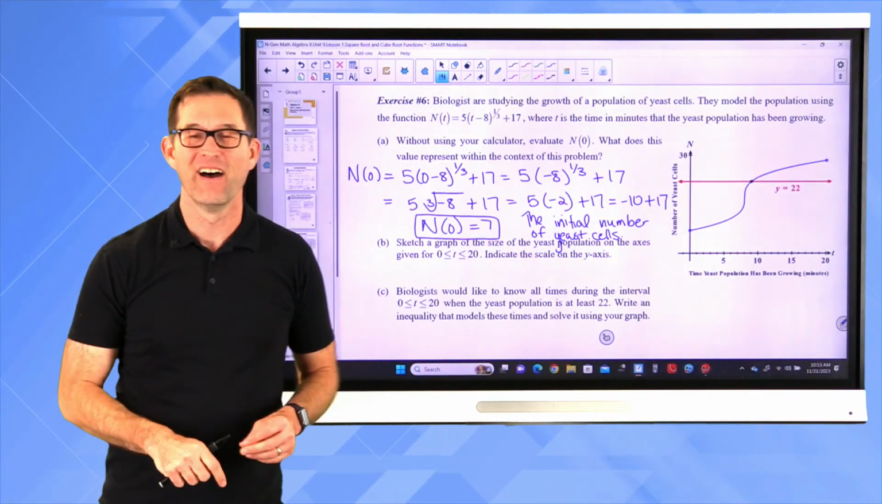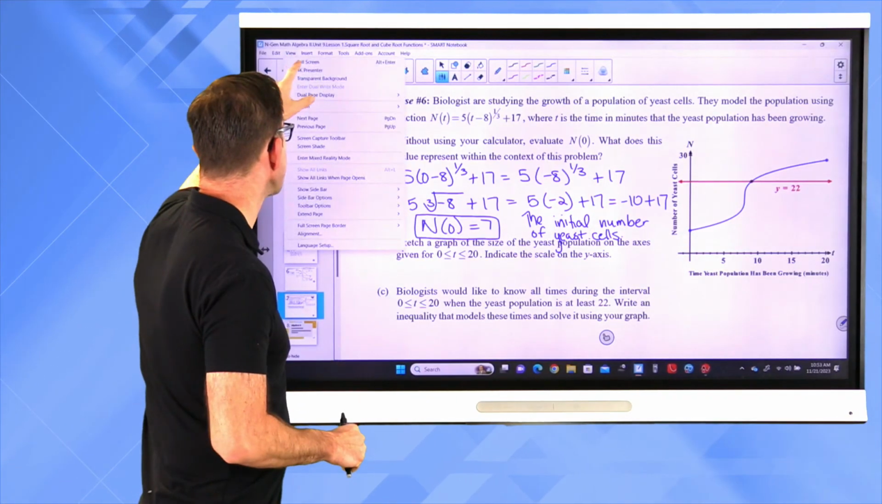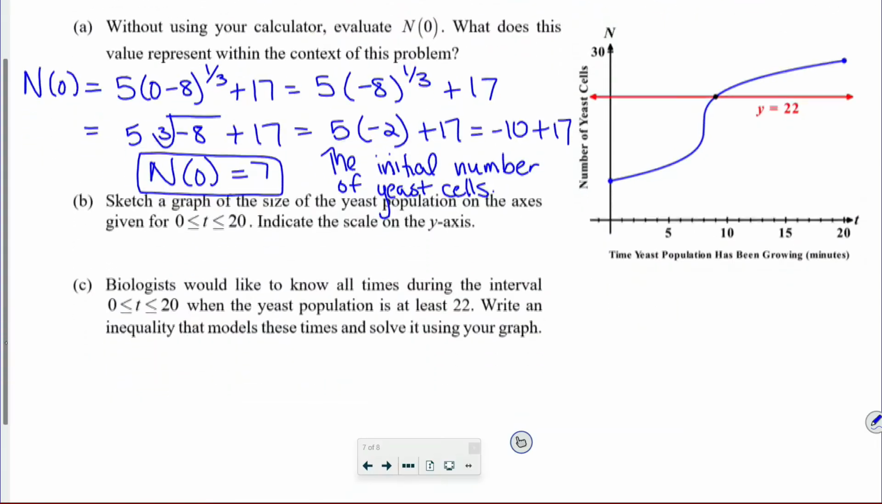All right, so I in fact have part of the graph for letter C. So let's take a look at that. Letter C. Biologists would like to know all times during the interval 0 less than or equal to t less than or equal to 20 when the yeast population is at least 22. Write an inequality that models these times and solve it using your graph.